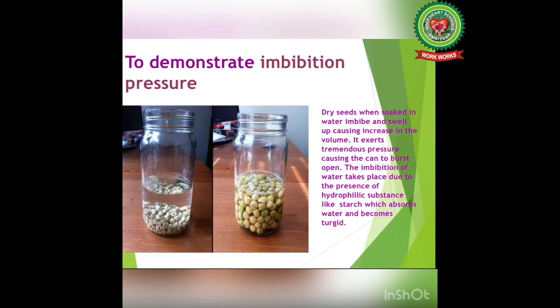Now, to demonstrate imbibition pressure. Dry seeds when soaked in water imbibe and swell up causing increase in volume as clearly seen in this picture. It exerts tremendous pressure causing the can to burst open. The imbibition of water takes place due to the presence of hydrophilic substances like starch which absorb water and become turgid. Hydrophilic substances are substances which have great affinity for water. For example, dry seeds, wood, etc.